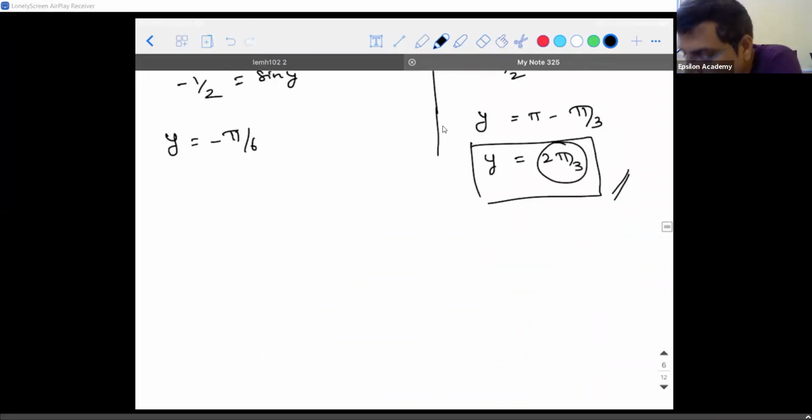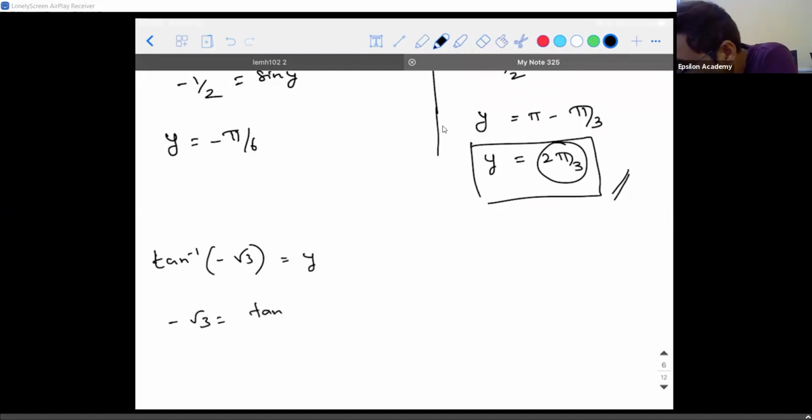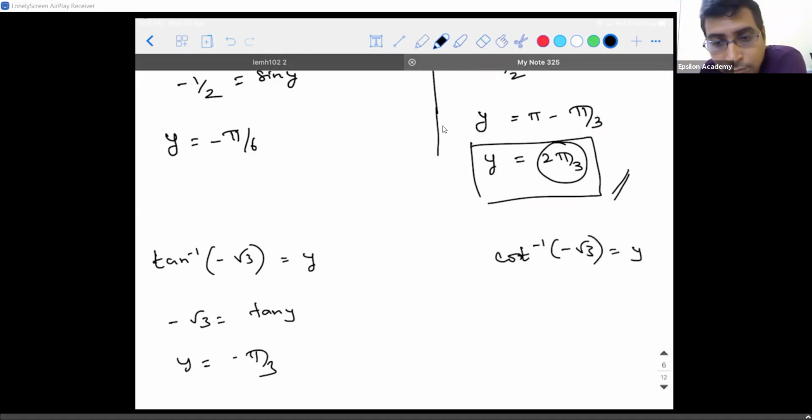See, for example, for my satisfaction, tell me what is the answer for this: tan inverse of minus root 3. Minus pi by 3. Very good. You understood why it is minus pi by 3? Had the same question been cot inverse of minus root 3, first find the acute angle.